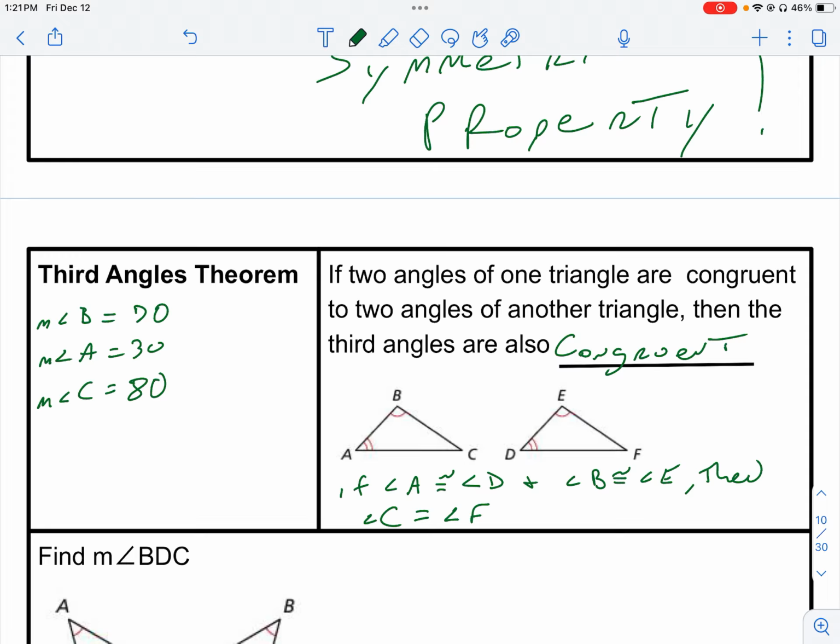Well, if angle E and angle B are congruent, so the measure of angle E would then be 70 degrees. The measure of angle D would be 30 degrees. So 180 minus 100 is still 80 degrees. Because we have a fixed amount of degrees in the triangle, if we know 2, we know 3. And if 2 sets are congruent, that third one has to be congruent because they've got to be the same number. That's all that's left over.